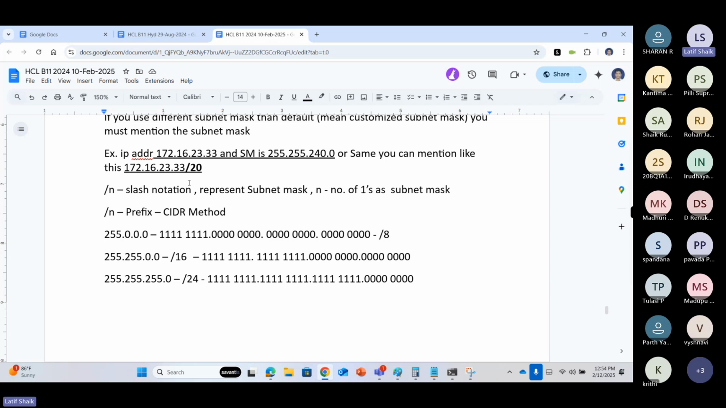What is this slash notation? This slash notation represents the subnet mask, also called the prefix, also called the CIDR method. So how to write it in slash notation? Convert your subnet mask into binary format and count the number of ones. For example, you take 255.0.0.0, it is represented as /8. If you write it in binary, can you see the number of ones? You can see 8 ones, so that's why it is /8.